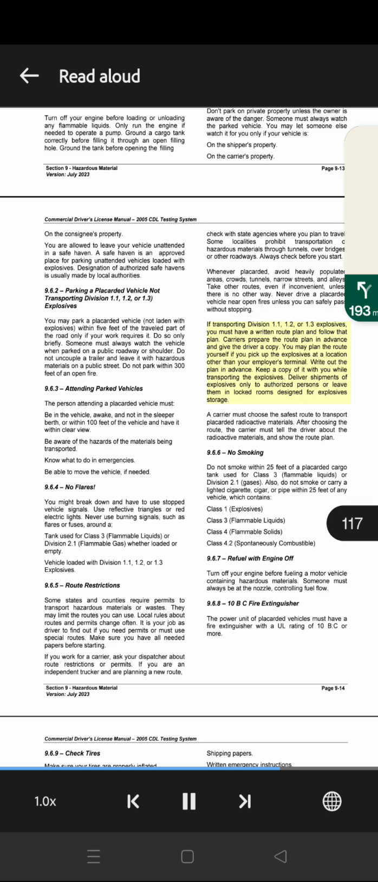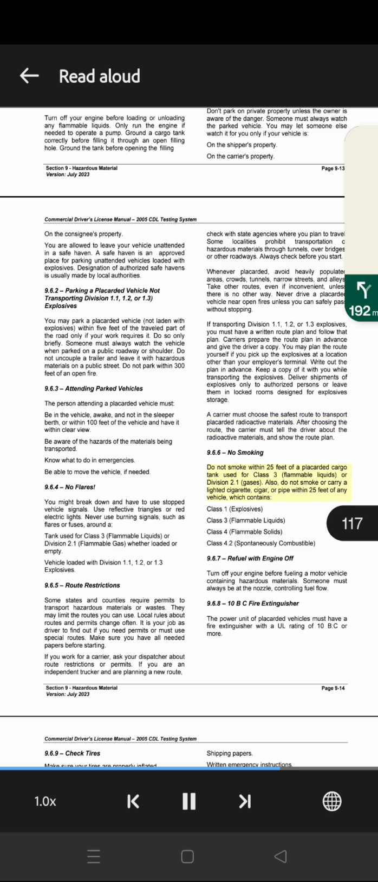Deliver shipments of explosives only to authorized persons or leave them in locked rooms designed for explosive storage. A carrier must choose the safest route to transport placarded radioactive materials. After choosing the route, the carrier must tell the driver about the radioactive materials and show the route plan. 9.6.6 No smoking.